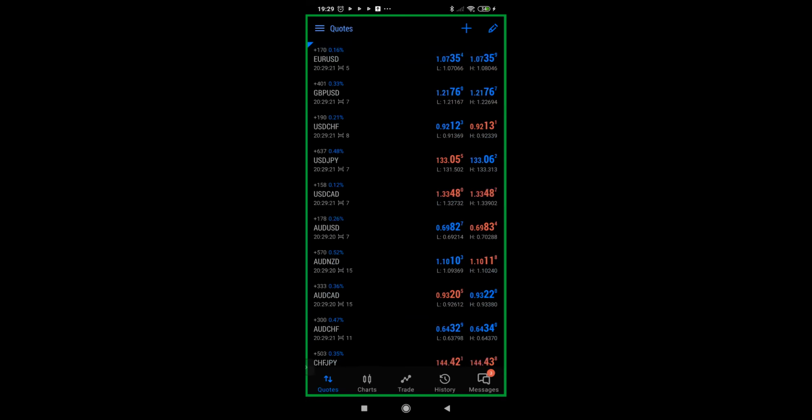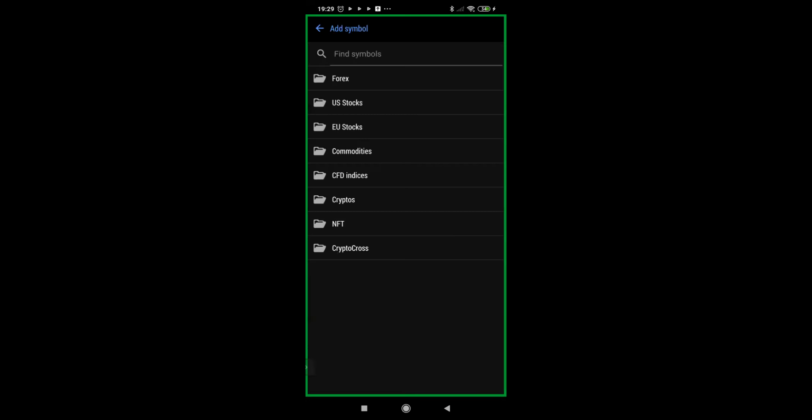At the very top, you click on this plus sign. When you click on the plus sign, you see the folders: Forex, US stocks, EU stocks, commodities. Remember yesterday I was telling you that on the 10-trade platform, we give you the option to trade currency pairs. You can trade stocks as well. You can trade crypto as well.